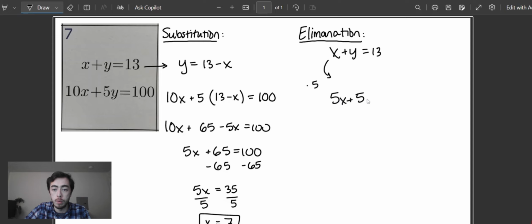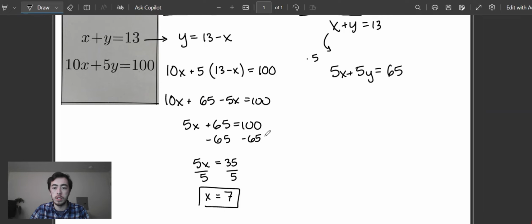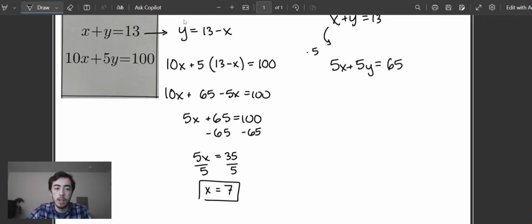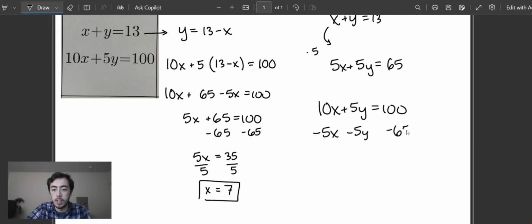So 5x plus 5y is going to be equal to 65. You might note that 65 did show up in the other example, and so there's a little bit of overlap between these two strategies. Okay, and then I want to take my 10x plus 5y equals 100 equation and take away the 5x and the 5y and the 65 that I'm getting from my second equation.